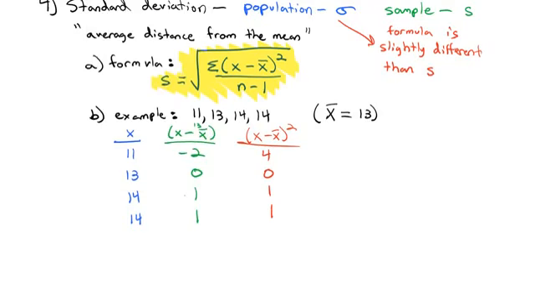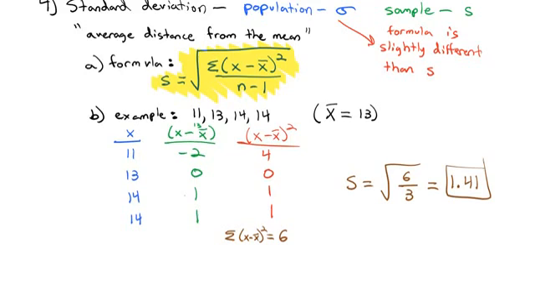Finally, the formula says to take the sum. So the sum of x minus x bar squared is equal to 4 plus 1 plus 1, which is 6. Now I'll jump to the standard deviation formula, which says the square root of the sum, which is 6, divided by 1 less than the sample size, which is 3. 6 divided by 3 is 2, and the square root is 1.41.